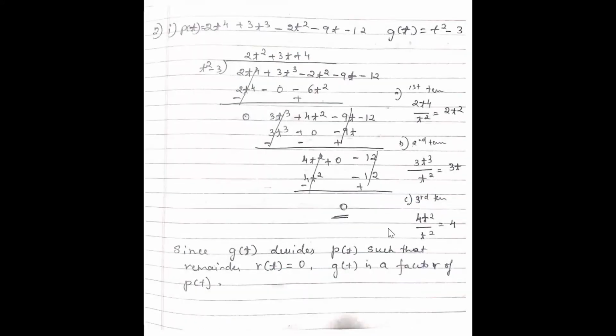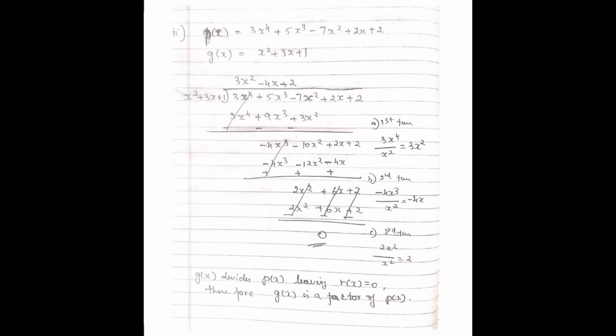So we need to divide p of t by g of t. The p of t is 2t power 4 plus 3t cube minus 2t square minus 9t minus 12, and g of t is t square minus 3. We perform the division, and as we can see, at the end of the division we get the remainder as 0. So when r of t is equal to 0, that means t square minus 3, that is g of t, divides p of t perfectly without leaving any remainder. g of t is a factor of p of t.